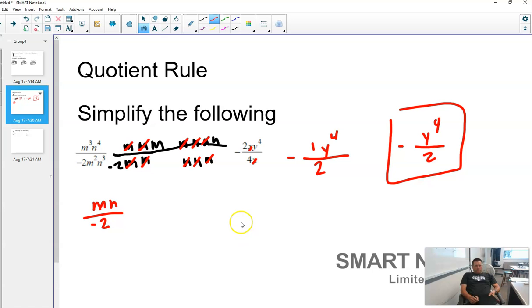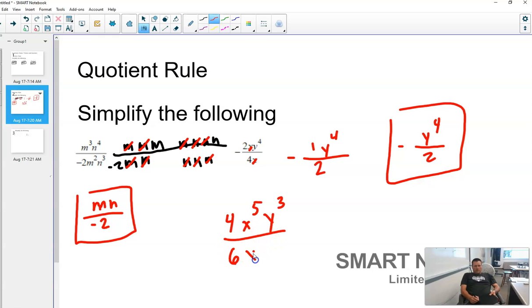Again, just a quick reminder. Let's just do another one here. Again, those are the answers to those two. Let's say I had 4x to the fifth, y to the third, all over 6x to the second, y to the sixth. Again, for this one, when I go to simplify, I can simplify the 4 over 6, which simplifies to 2/3.